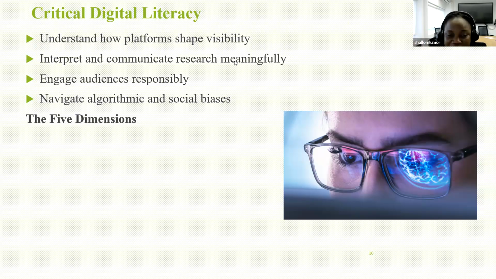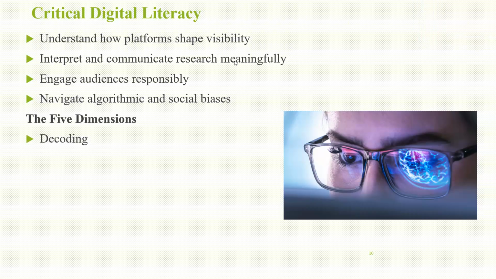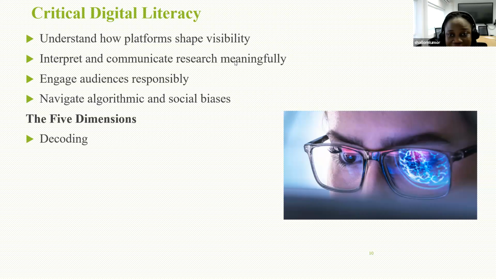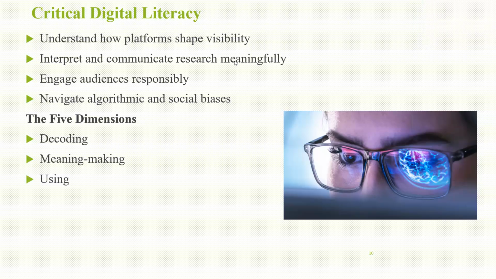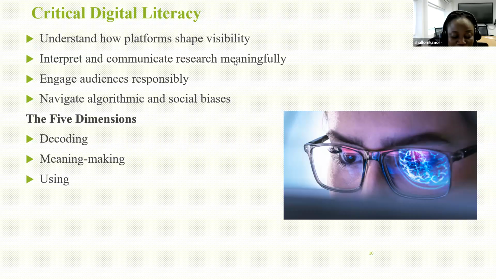The five dimensions of the critical digital literacy theory start with decoding. Decoding means understanding the digital platforms, the symbols, the algorithms, and the online communication formats. So when you are doing this, you need to know the formats, how each platform works. Then the second dimension is meaning making. This one talks about how you interpret and communicate scientific information for different audiences.